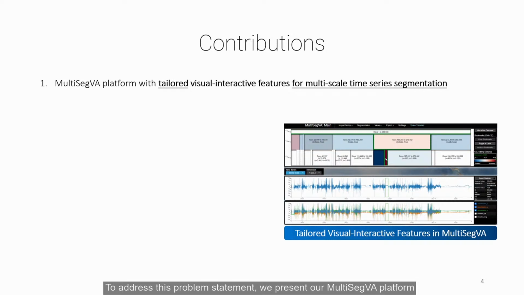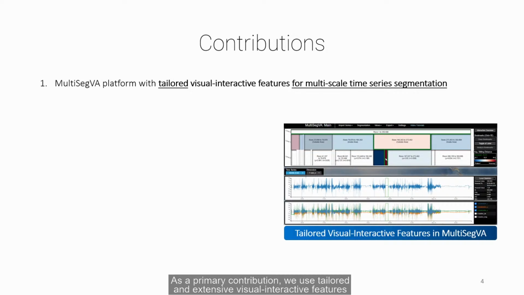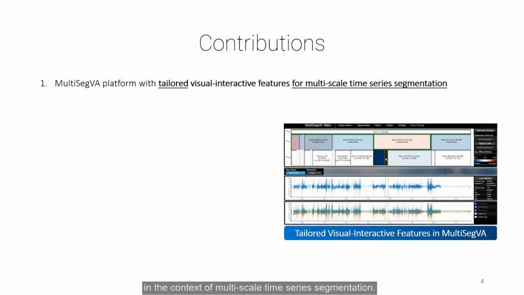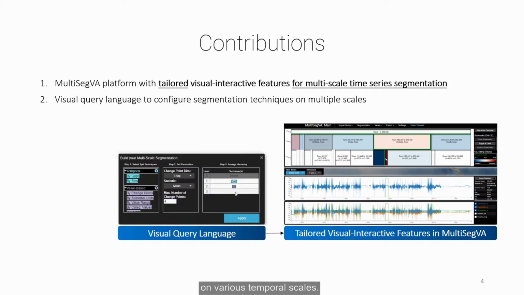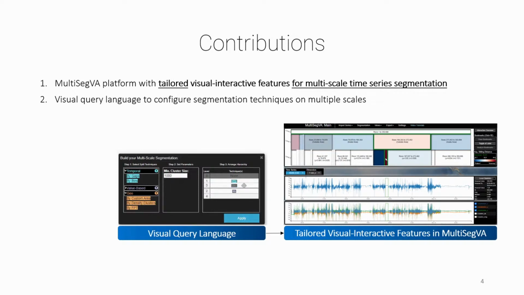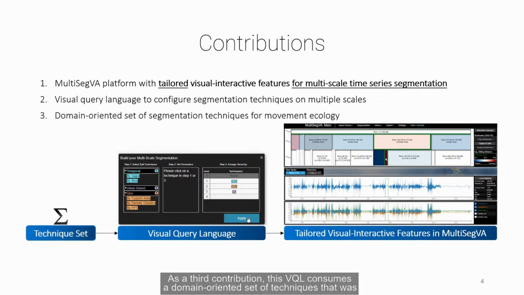To address this problem statement, we present our MultiSegVA platform that comes with 3 major contributions. As a primary contribution, we use tailored and extensive visual interactive features in the context of multiscale time series segmentation. Second, we contribute a new visual query language to flexibly configure segmentation techniques on various temporal scales. As a third contribution, this VQL consumes a domain-oriented set of techniques that was compiled together with experts in movement ecology.